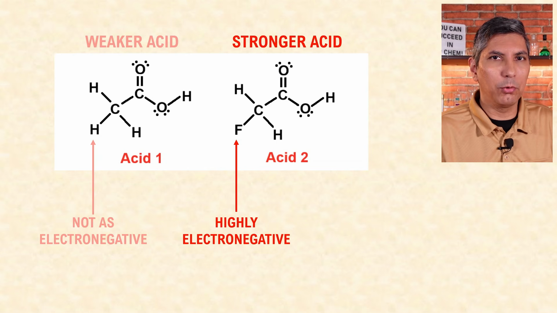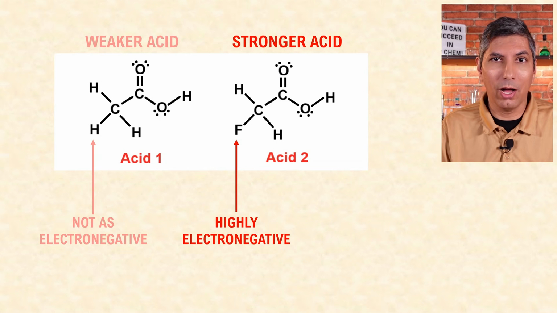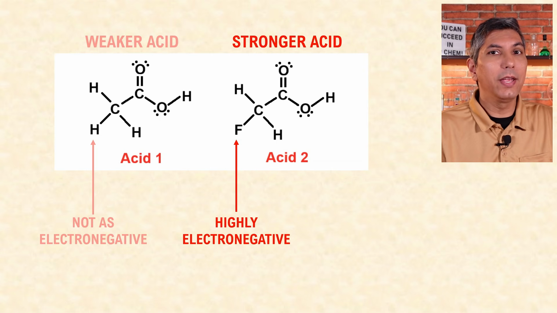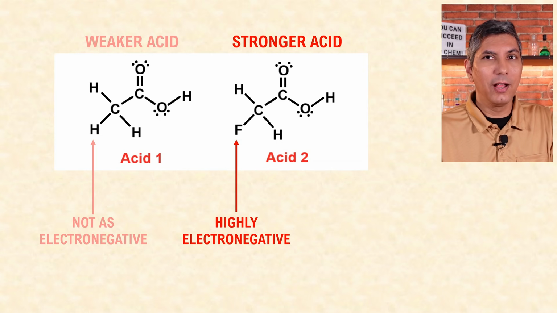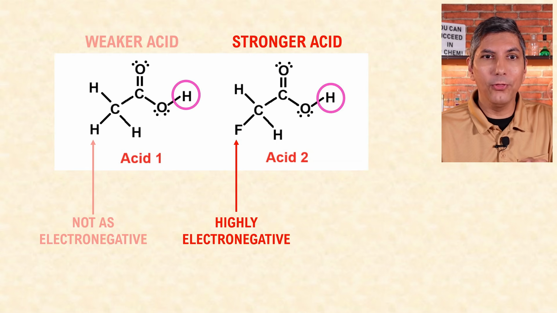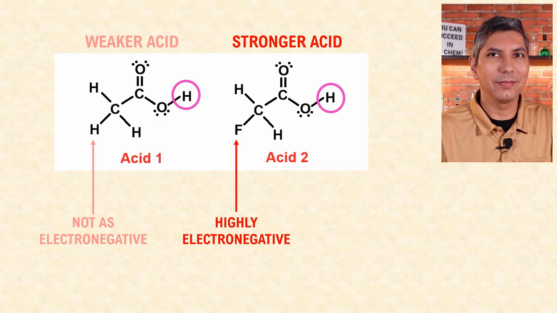Which hydrogen atom will ionize or dissociate off of each of these acids? Well, it's always the terminal hydrogen that's attached to an oxygen. So these hydrogen atoms will dissociate in these oxyacids.